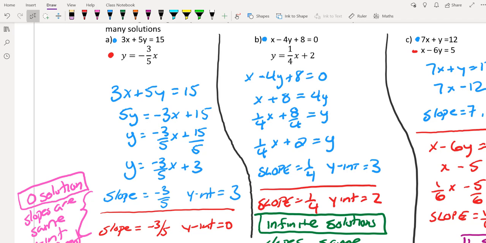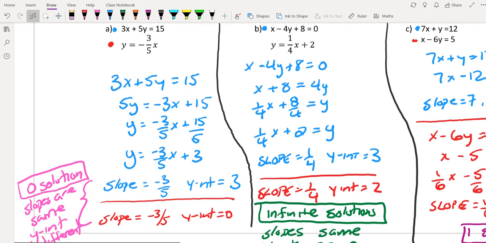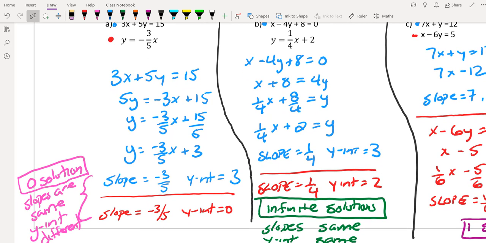In order to compare the slopes and the intercepts, we need to rewrite the equations in slope-intercept form. So I color-coded my 2 equations. We have the blue one and the red one. Reworking the blue equation, we end up with a slope of -3/5 and a y-intercept of 3. With the red line, we got a slope of -3/5 and a y-intercept of 0, so there's no number there. Since the slopes are the same and the y-intercepts are different, this means we have no solutions.